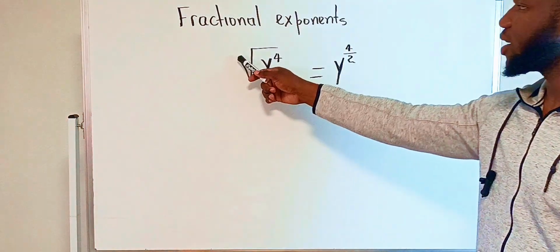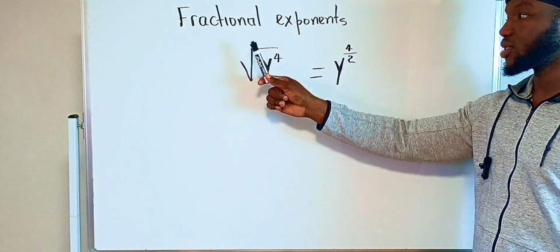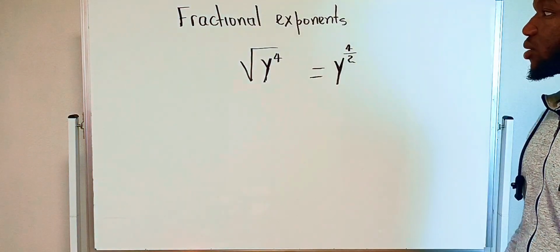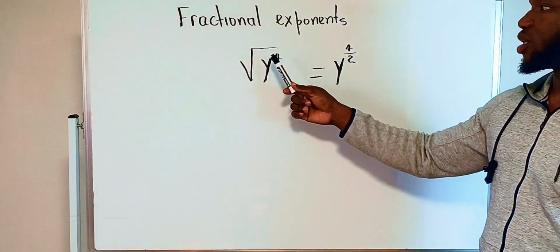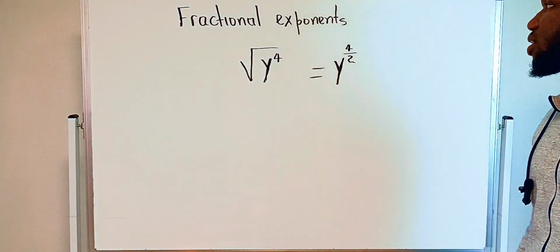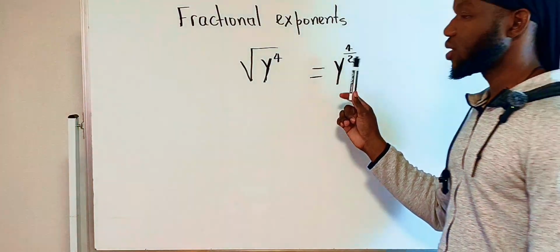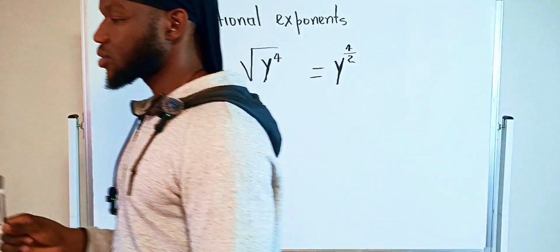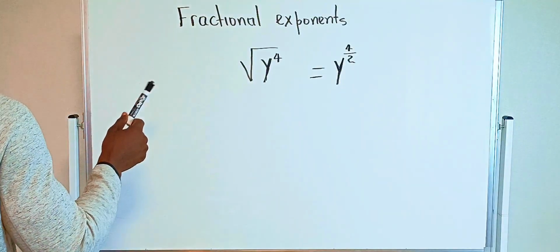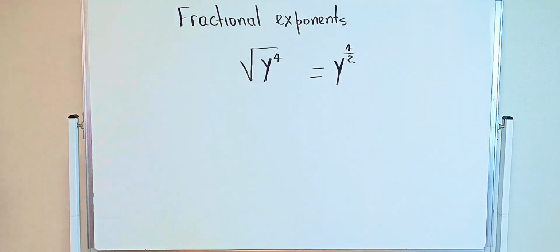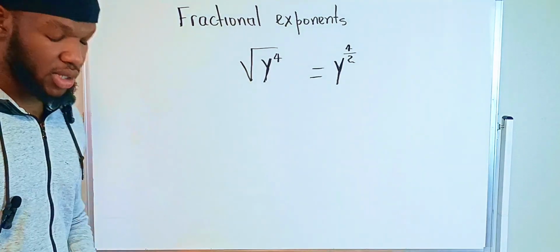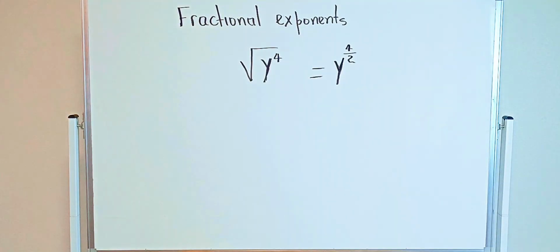That means the index over here, since you don't see anything, is a 2. You see the square root, so this is a 2. The 2, the index, is gonna be the exponent denominator, and the exponent of the radicand is gonna be the exponent numerator.